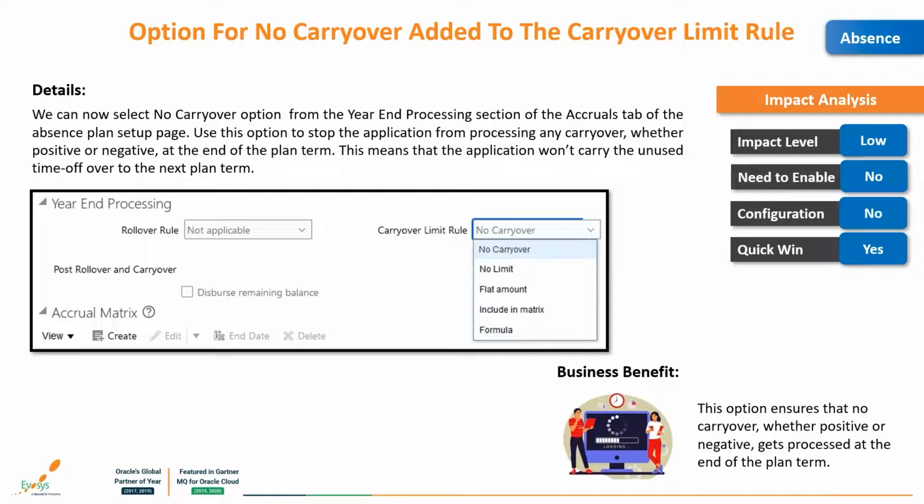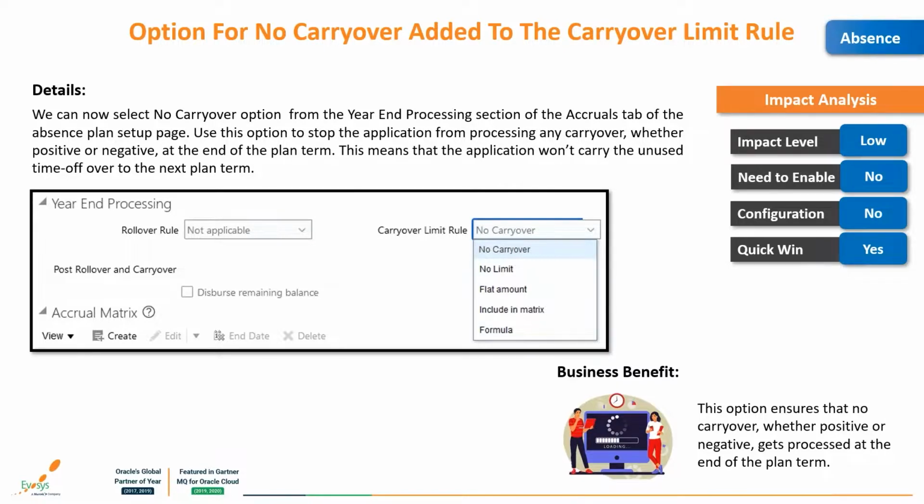Now, Oracle is coming up with a configuration to set up that we do not want a carryover. We can do this in the absence plans accruals tab in the year-end processing section. It is in this section that we set the carryover limit rule. In the carryover limit rule, there is a new option called no carryover. When we select this option, it means that there is no carryover done from the previous plan term to the next plan term. So this is going to reduce the fast formula efforts that we would have to put in when we have to configure this particular option.